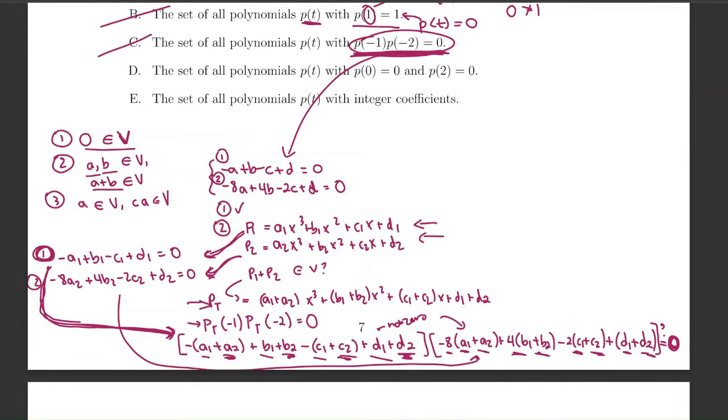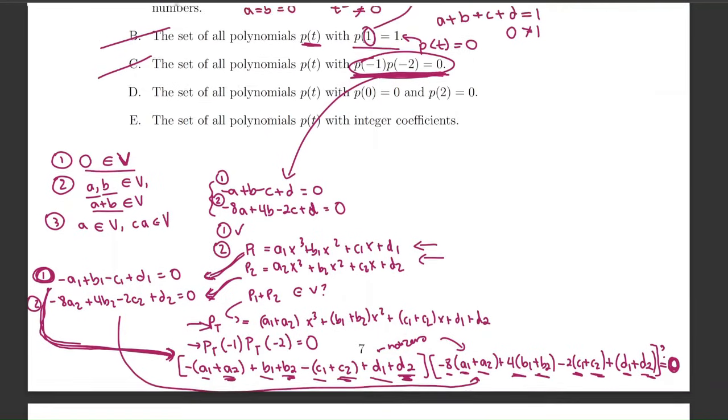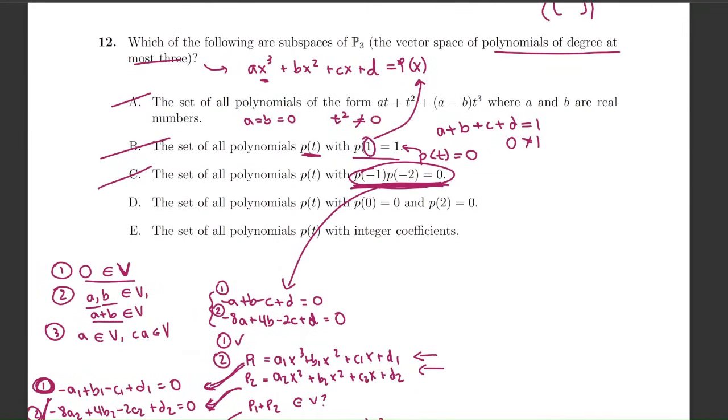So because of that, we could have two non-zero terms, and that means that they multiply together to be potentially non-zero, or most likely non-zero. And so that means that this is not satisfied for all possible polynomials in the set. If it's not satisfied for all of them, then it's not closed under addition, so it's not true. So it's not a subspace. That's how we know from C that this is not a subspace.